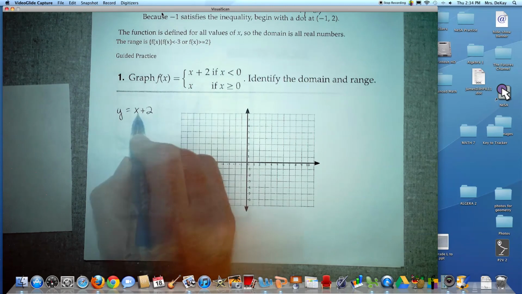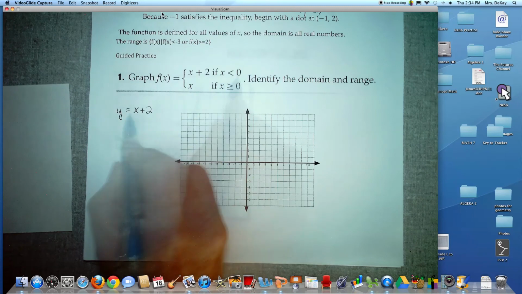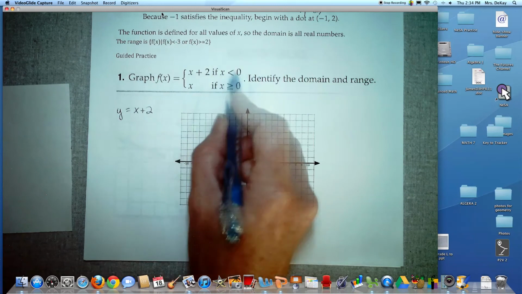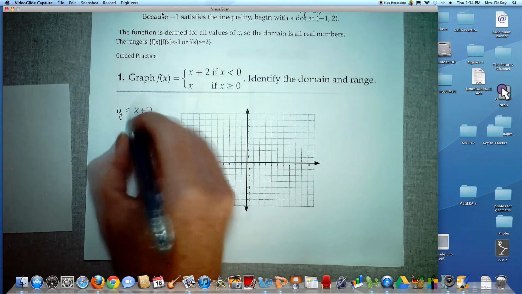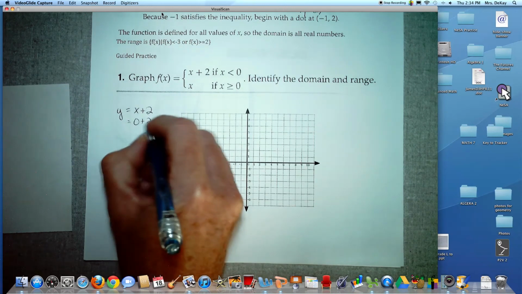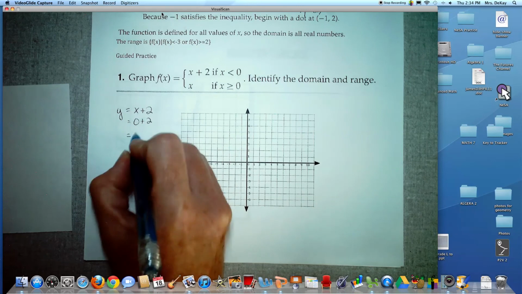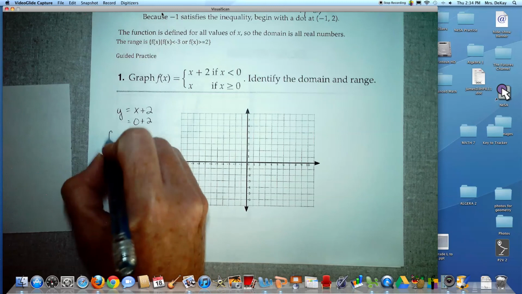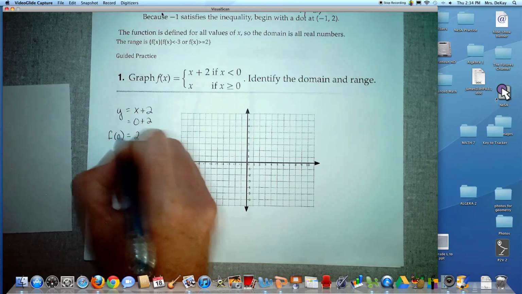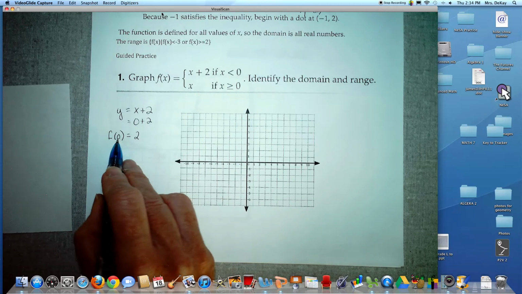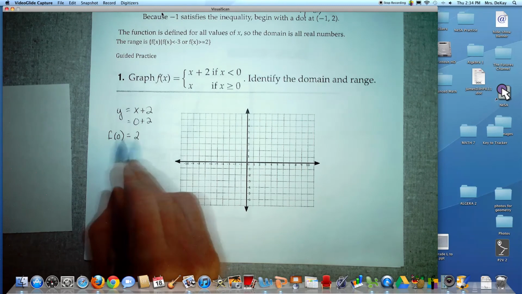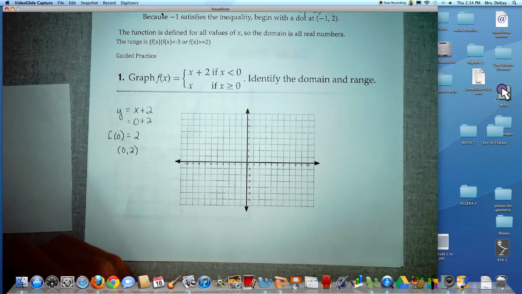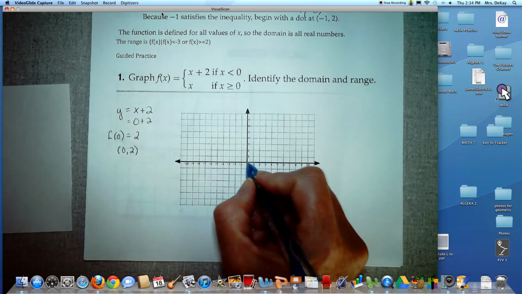And I'm going to put 0 in for my x. So if I put 0 in here, that means I get 0 plus 2. So what is 0 plus 2? 2. So the point is, now I did f of 0 and I got 2. That's like you made a prediction. F of 0, 2. So the point is 0, 2, where my graph is going to start. Okay? So I'm going to go up here to 0, 2.